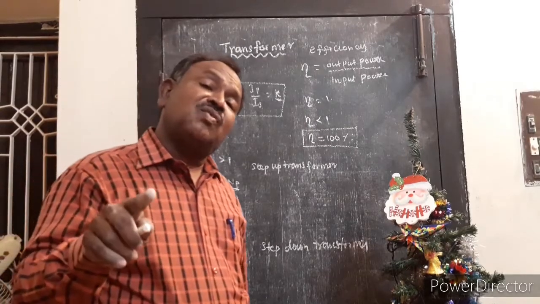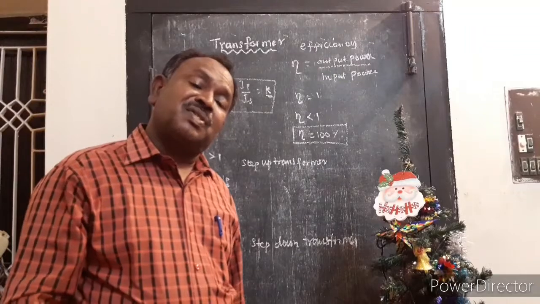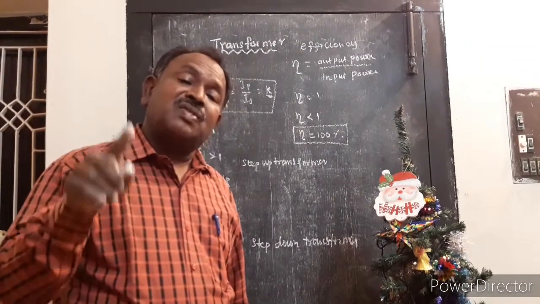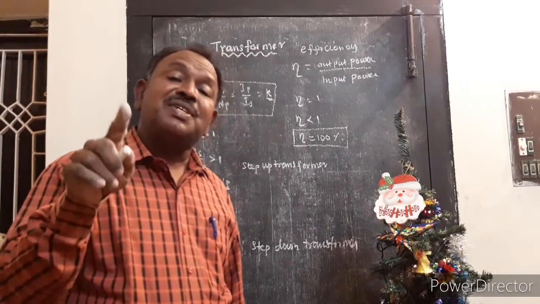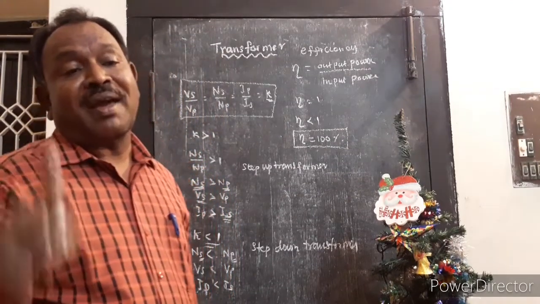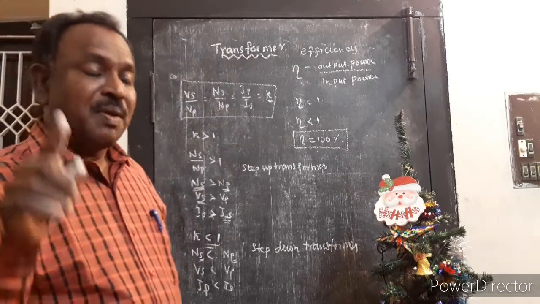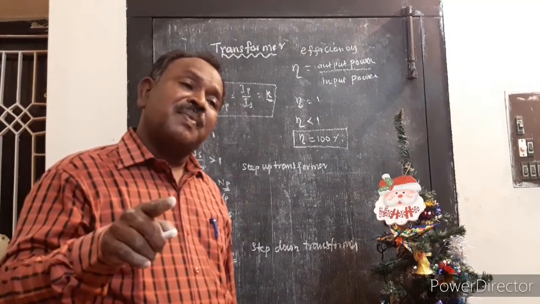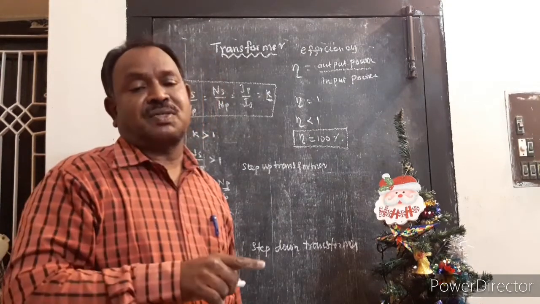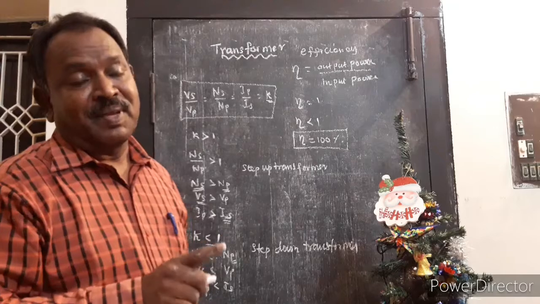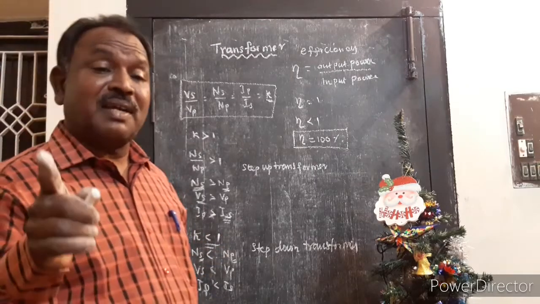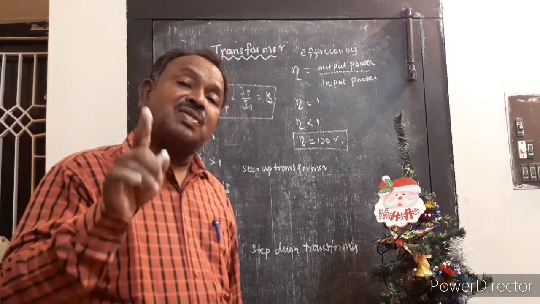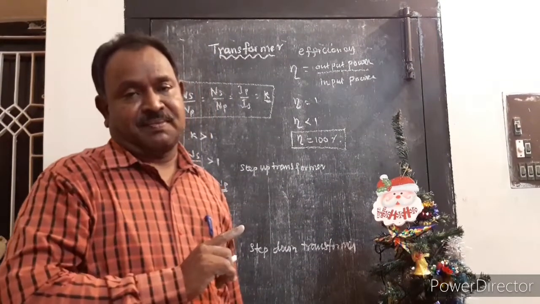Since the core of the transformer is magnetized and demagnetized and is taken through the cycle of magnetization, there occurs loss due to hysteresis. This loss is called iron loss. This is minimized by using a core which has low hysteresis loss. Usually silicon steel is selected. If silicon steel is selected as the core of the transformer, we will have less loss due to hysteresis.